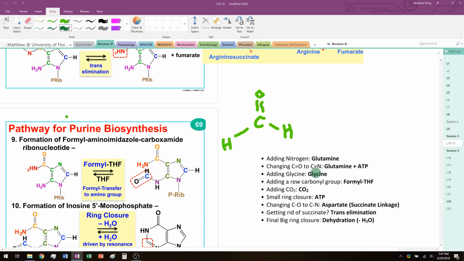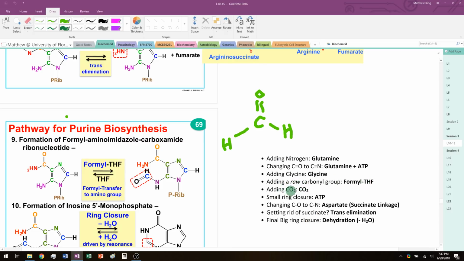That's a little bit harder of a question he could ask you. But just glycine is there. So adding a raw carbonyl group uses formyl THF, and we talked about it up here. This is formaldehyde. Formyl from formyl THF comes from formaldehyde. So that's how you add just a raw carbonyl group to something.